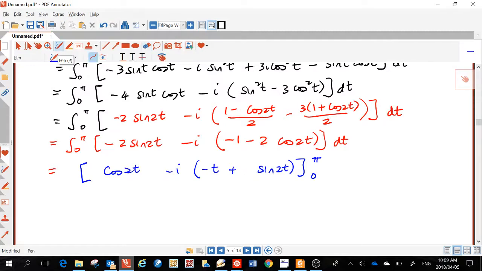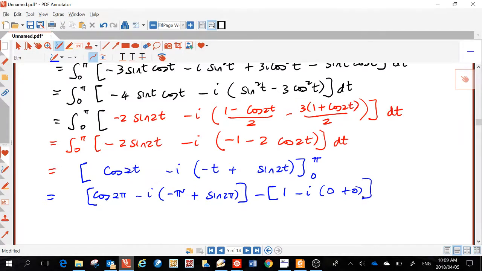Good. So now let's plonk in these limits here. So we'll get cos of 2 pi minus I into minus pi plus sine 2 pi. Subtract. Now plonk in 0. Cos of 0 is 1 minus I into 0 plus 0. Cos of 2 pi is 1 plus pi I plus 0 minus 1. So it's I pi. That's what we had from the previous method. It works.